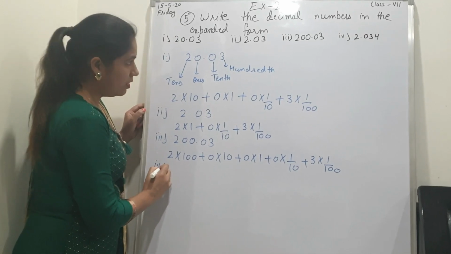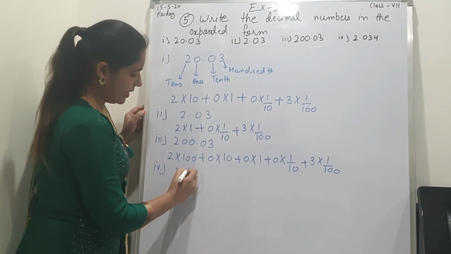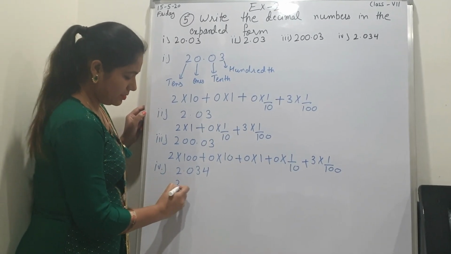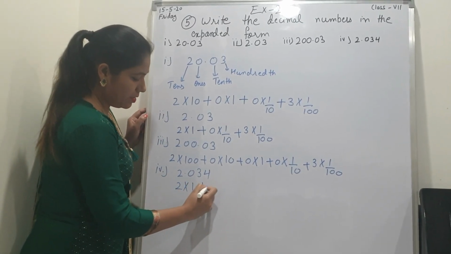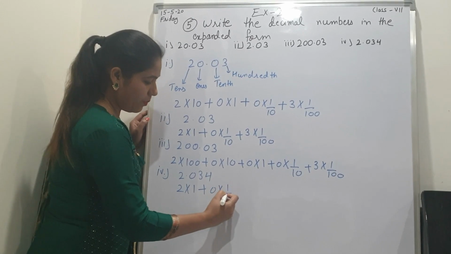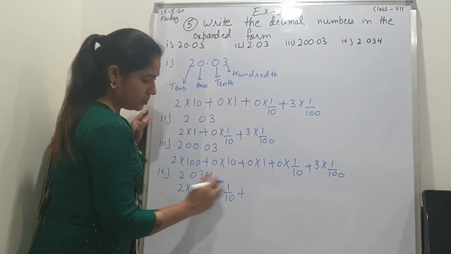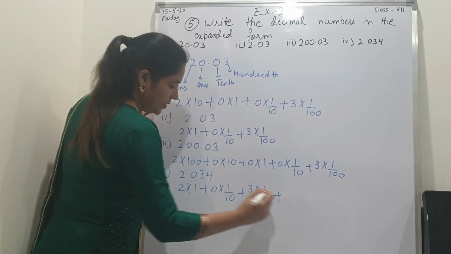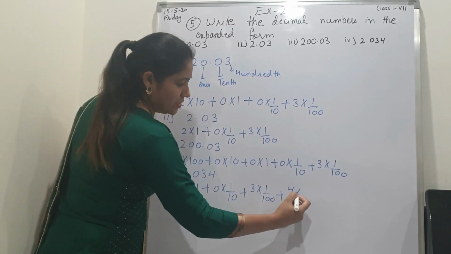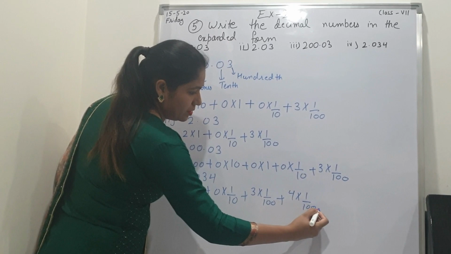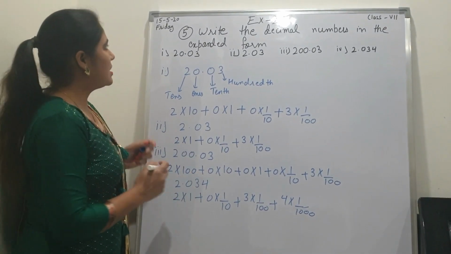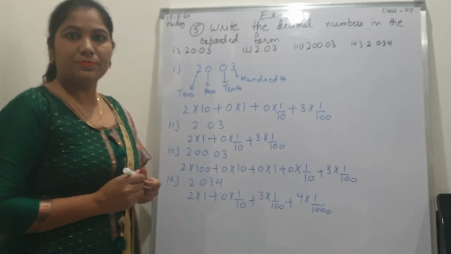Move further. Fourth part, 2.034. Again ones. 2 into 1 plus 0 into 1 upon 10, 3 into 1 upon 100, and then 4 into 1 upon 1000. It was the thousandth place. So this is our fifth question.